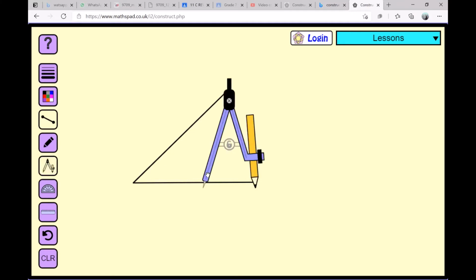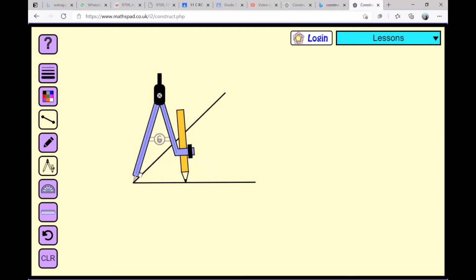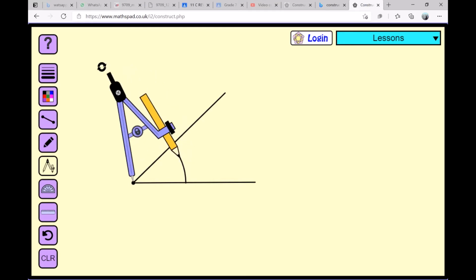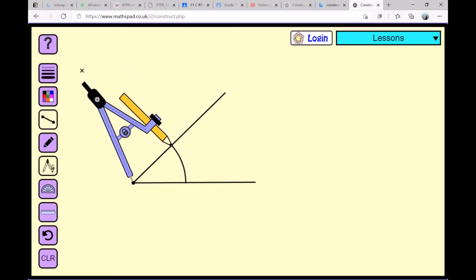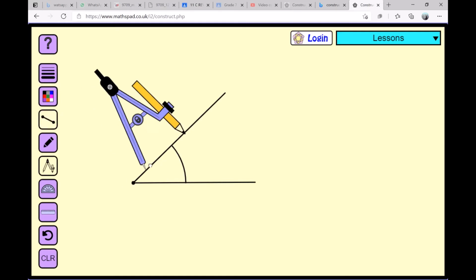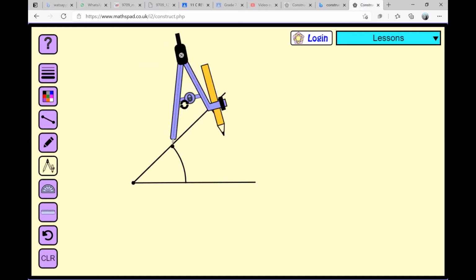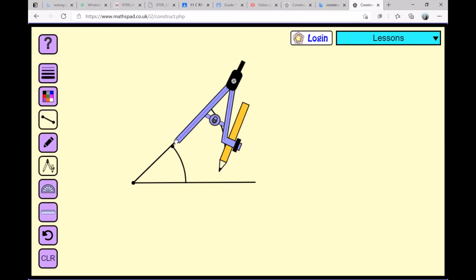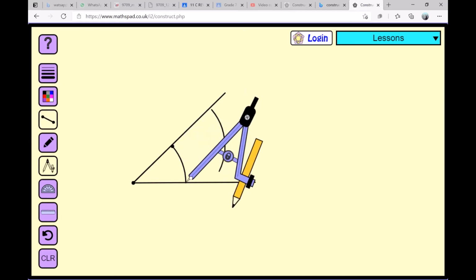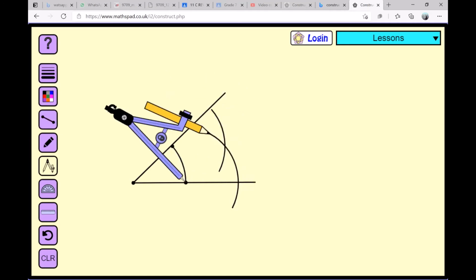I'll place my compass at the vertex. We'll lock the compass and we'll draw an arc from one side to the other. Now I'll place this compass on this point, keeping the same radius open. I'll draw another arc. I'll place the compass on the other end of this angle, and again I will draw an arc.